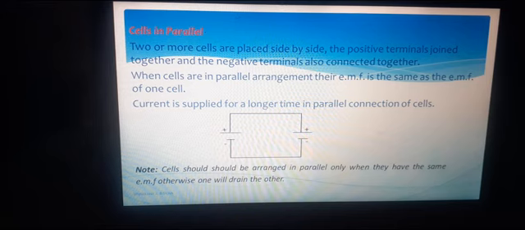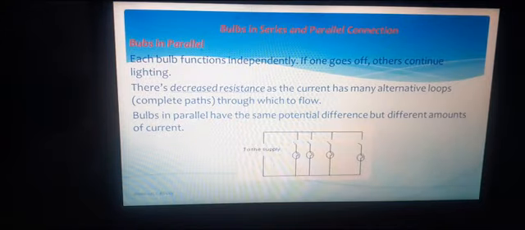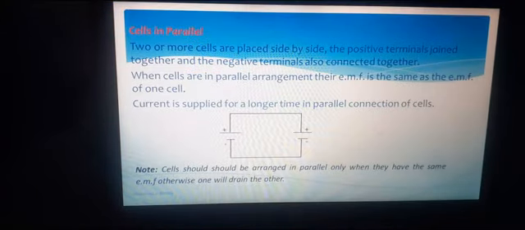For example, here we have two cells connected in parallel. You can see this is the first cell and this is the second cell. The positive terminal is connected by a wire to the positive terminal, negative to negative. This is referred to as a parallel connection. NB: cells should be arranged in parallel only when they have the same EMF. Otherwise, one will drain another.